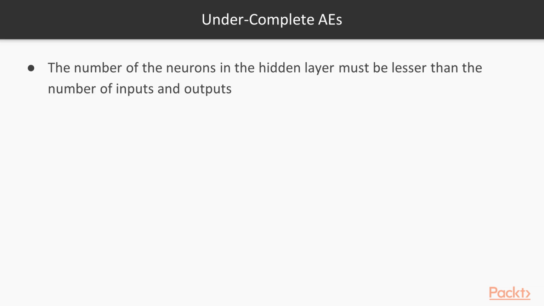Here in this slide, we are going to discuss one of the types of the autoencoders, which is called undercomplete autoencoders. In this type of the autoencoders, the number of the neurons of the hidden layer must be smaller than the number of the inputs and outputs.